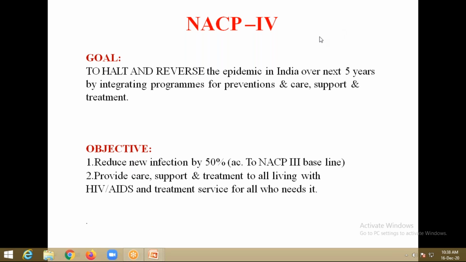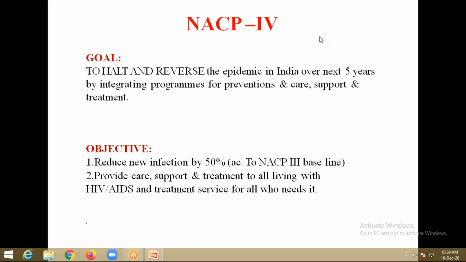Right. So today we are going to discuss NACP 4, that is National AIDS Control Program, 4th phase. The main goal of this NACP 4 is to halt and reverse the epidemic in India over the next 5 years by integrating programs for prevention, care, support, and treatment. Whatever we have done in the last 3 phases, we want to integrate all the programs, halt the spread of the epidemic and reverse it in India over the next 5 years.